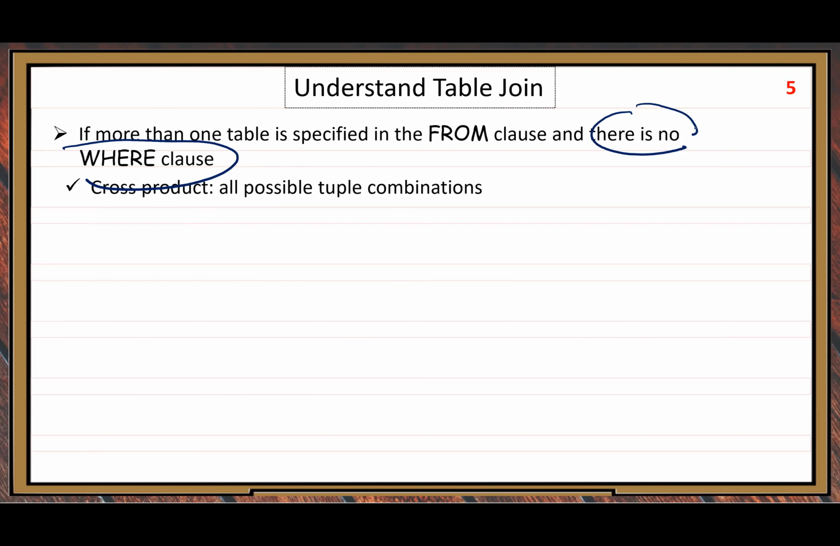All right. Here we use that cross product concept. All possible tuple combinations. What is the cross product in discrete math? Cartesian product, another terminology for that. Cartesian product, cross product. People call it in that way. All right, from math, let's review Cartesian product.